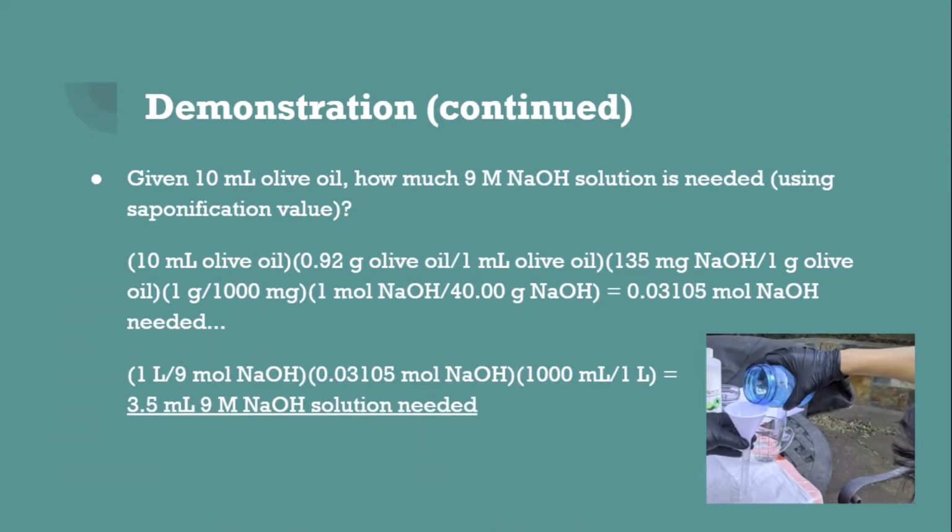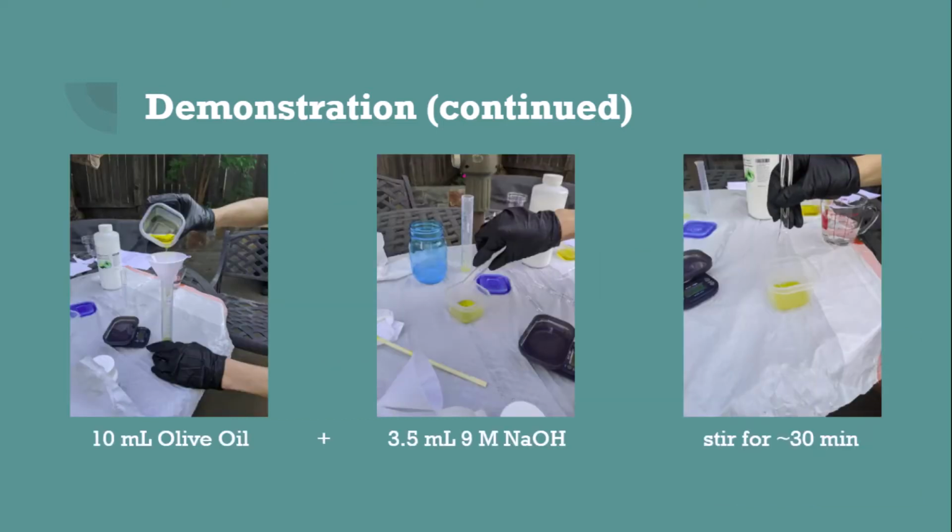In this next step, I apply the sodium hydroxide saponification value of 135 milligrams of base per gram of olive oil. It can be determined that 3.5 milliliters of NaOH solution is needed to fully saponify 10 milliliters of olive oil. And that's a 9 molar NaOH solution. Now, using some graduated cylinders, I measured out the olive oil and added the sodium hydroxide solution and stirred for about half an hour until the mixture became very pudding-like in texture.